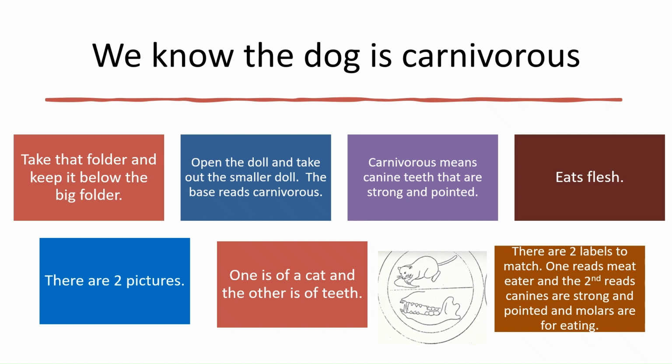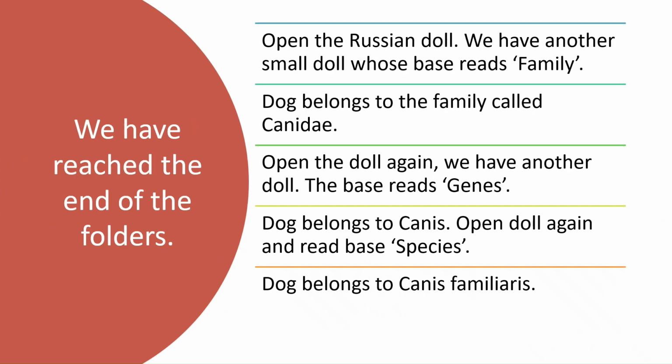There are 2 pictures. One is of a cat and the other is of teeth. There are 2 labels to match. One reads meat eater and the second reads canines are strong and pointed and molars are for eating. We have reached the end of the folders or the boxes. Open the Russian doll. We have another small doll whose base reads family.